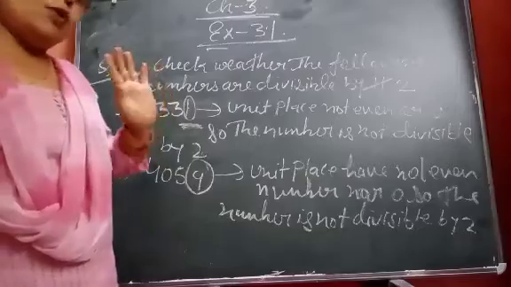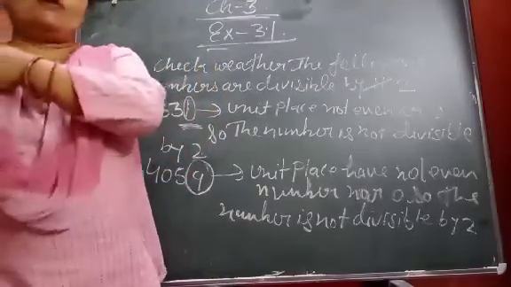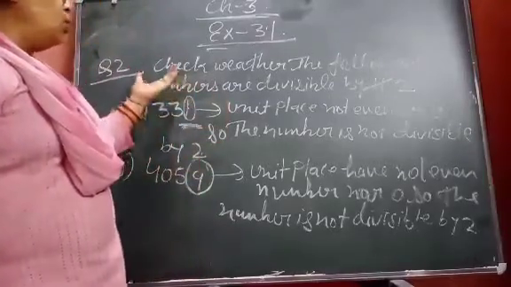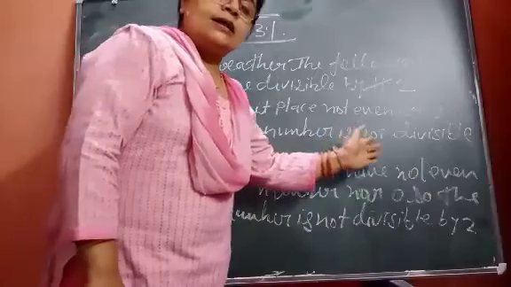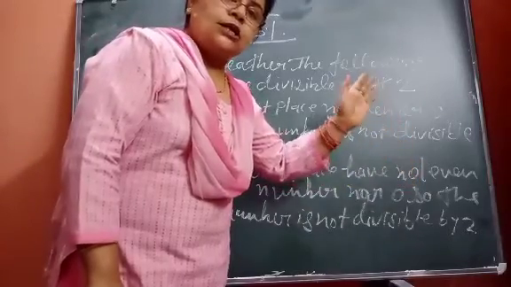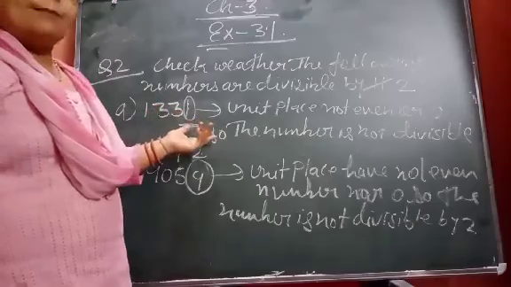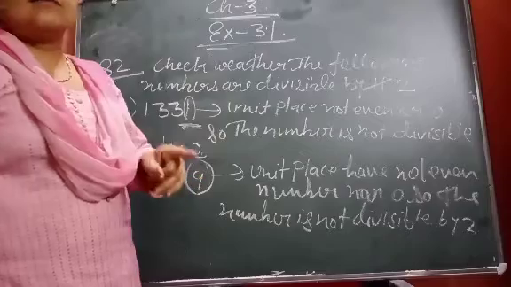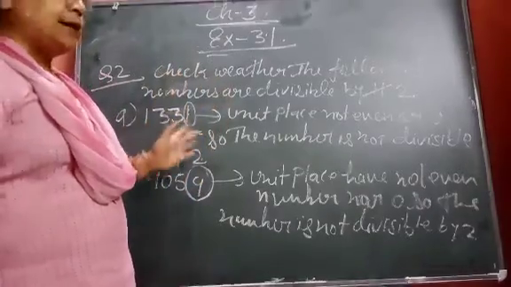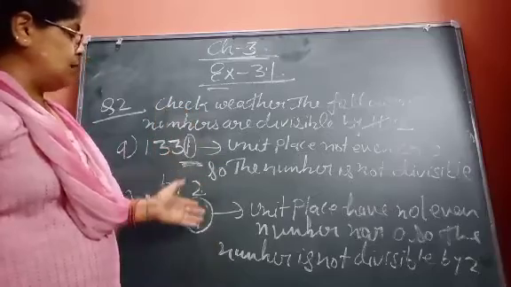You will not perform division there. Again I am repeating, you will not perform division there. Only with the help of rules you have to decide whether the number is divisible by 2 or 3 or 4 or not. Some children are performing division. That is the wrong method. You just learn and memorize the rules of divisibility, and then with the help of those divisibility tests you will do it in this way.